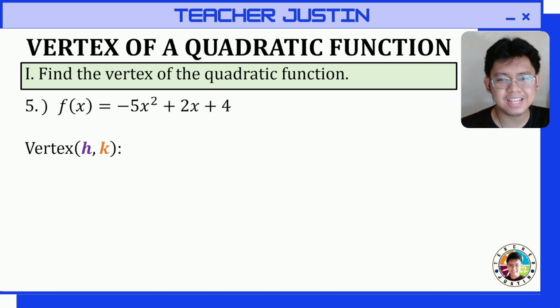Okay, let's find the vertex of this quadratic function. So, we have f of x is equal to negative 5x squared plus 2x plus 4.